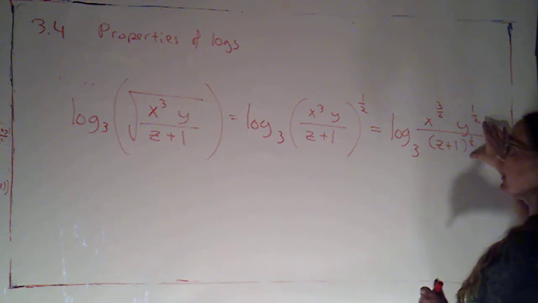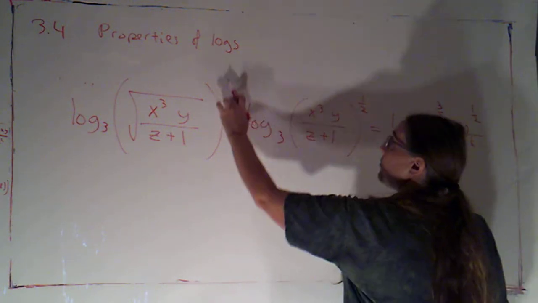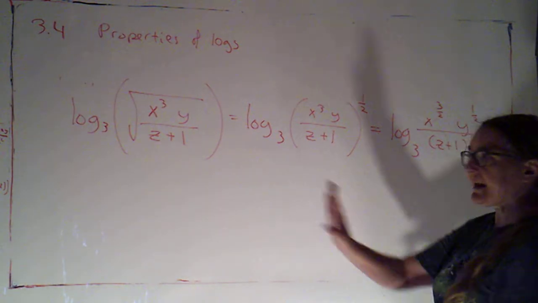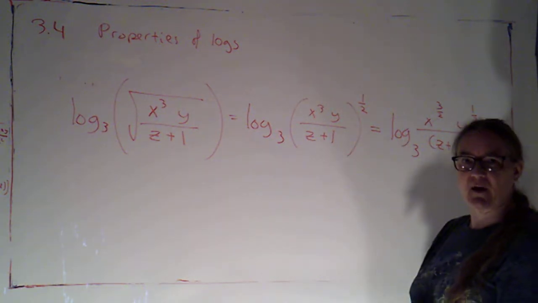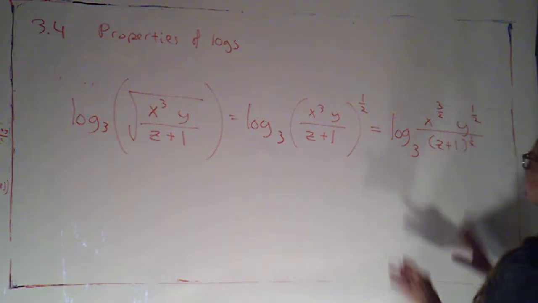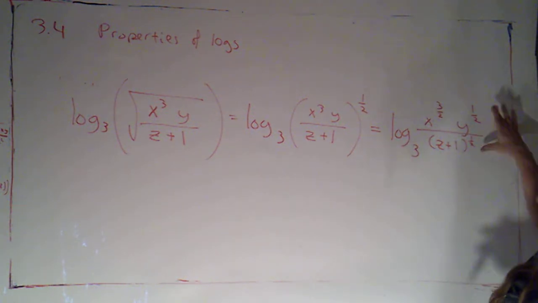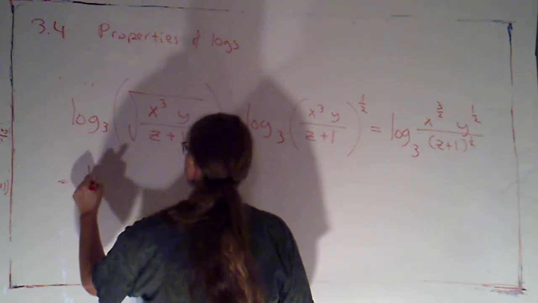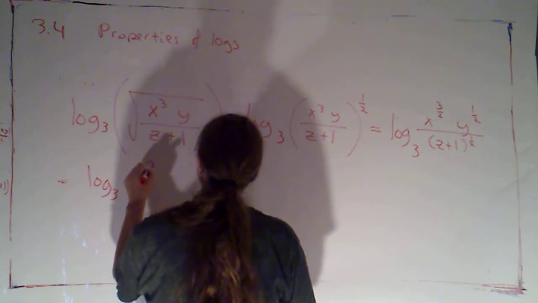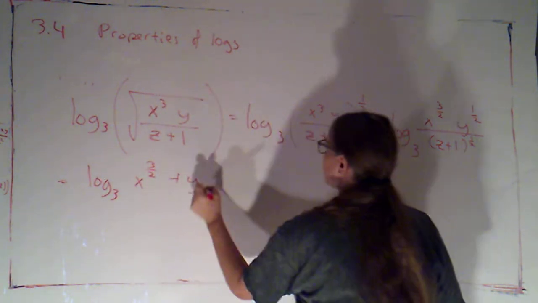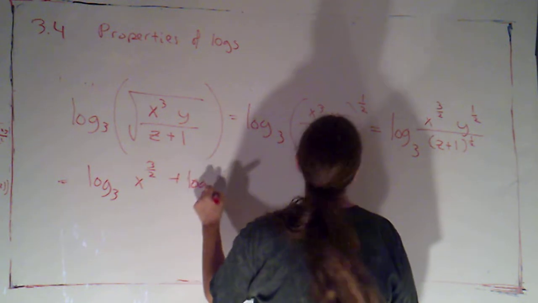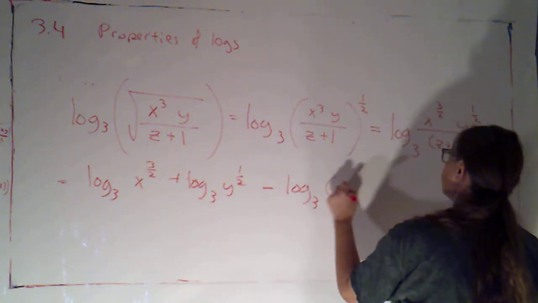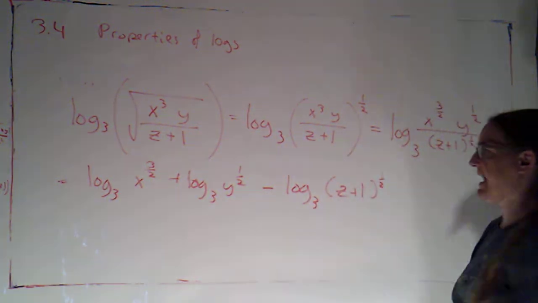Okay, that's one option. The other option is that I could bring that 1/2 down in front right now before I break it apart. If I do that, I'm going to have to, at the end, distribute that 1/2 back in. Let's actually do it both ways. Okay, so let me just keep going with this. Now I would use my product and quotient rules. So I would say that this is the log base 3 of x to the 3/2 plus the log base 3 of y to the 1/2 minus the log base 3 of z plus 1 to the 1/2.